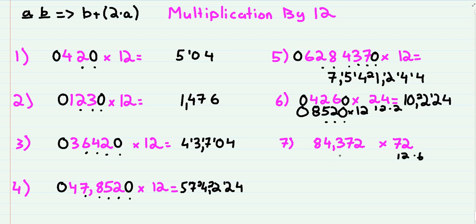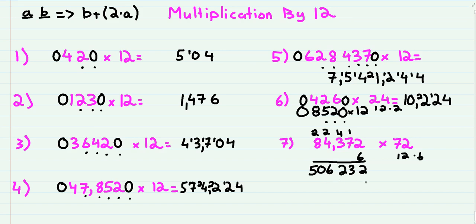And 72 is equal to 12 times 6. So I'm going to multiply this by 6 first, okay? So I get 12, right? Carry the 1, 42, 3, carry the 4. 18 plus 4, 22, so 2, carry the 2. 6 times 4 is 24, plus 2 is 26, carry the 2. And 8 times 6 is 48, plus 2 is 50.